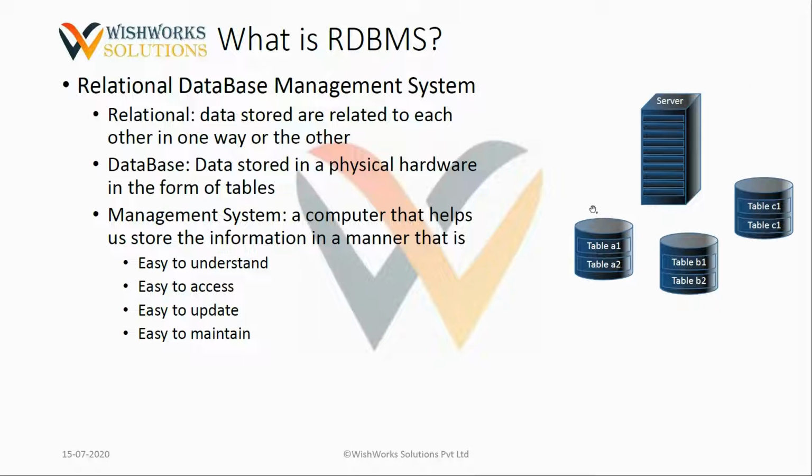So in this picture, if you see, there are different buckets, and in each bucket there are tables, and each table has got its own data. So all these tables are there. They may be related to each other. Like table one, A1 is related to A2, or A1 is related to B1, and so on and so forth. So these relationships are there. That is why it is called relational.